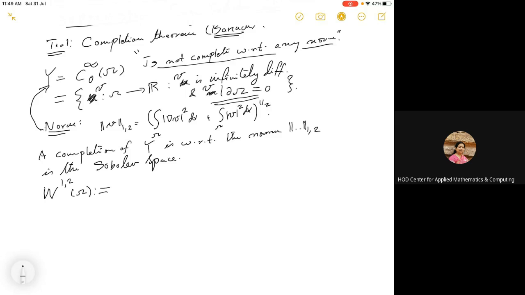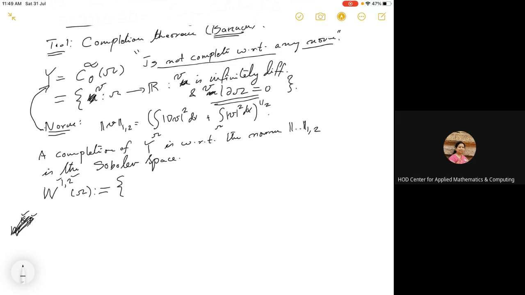I'll explain what 1 and 2 are for. It tells you that the first derivative belongs to L2. So this is just the solution space which we will be requiring in this talk, which is why I'm introducing only this Sobolev space. Of course, Sobolev space can be generalized to WKP, where the kth derivative belongs to LP, but that's not what I'm dealing with right now.